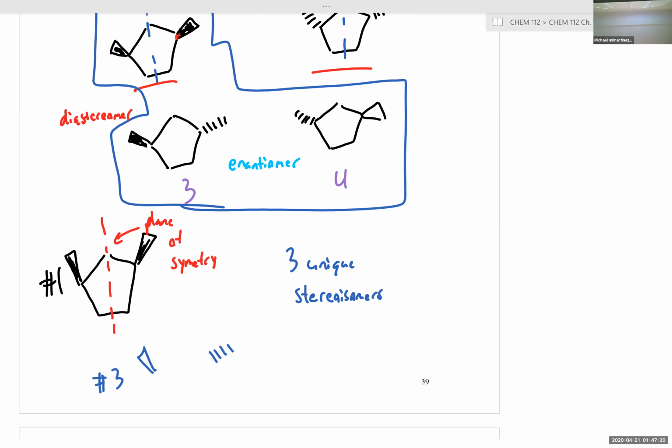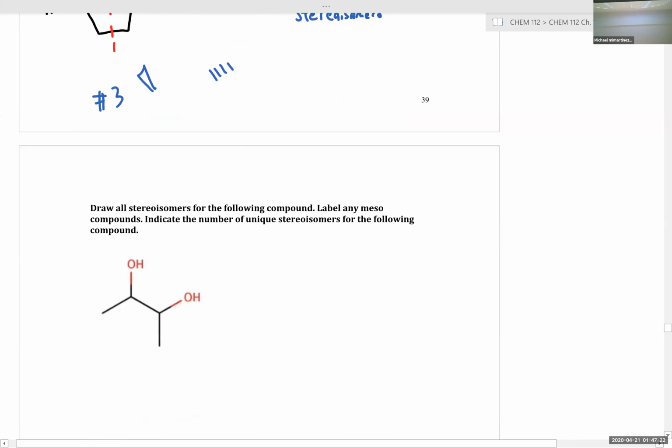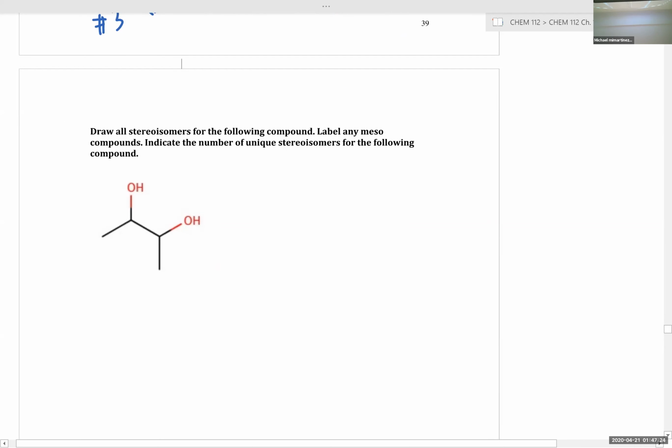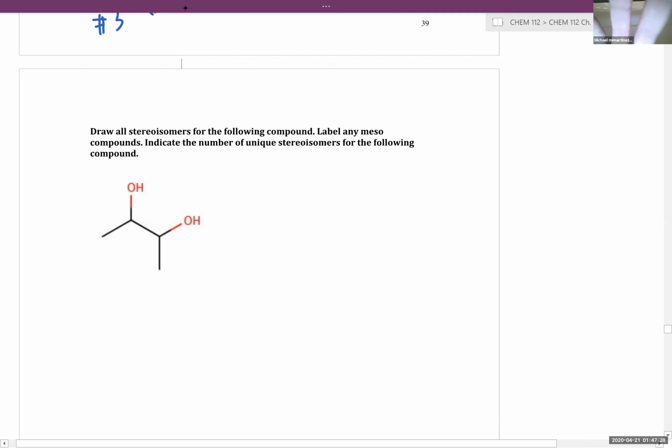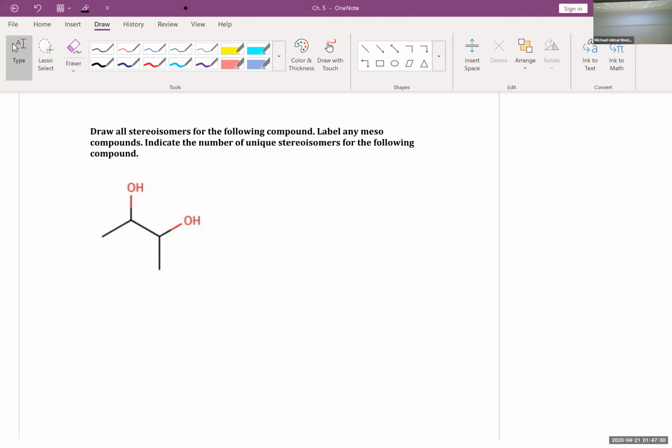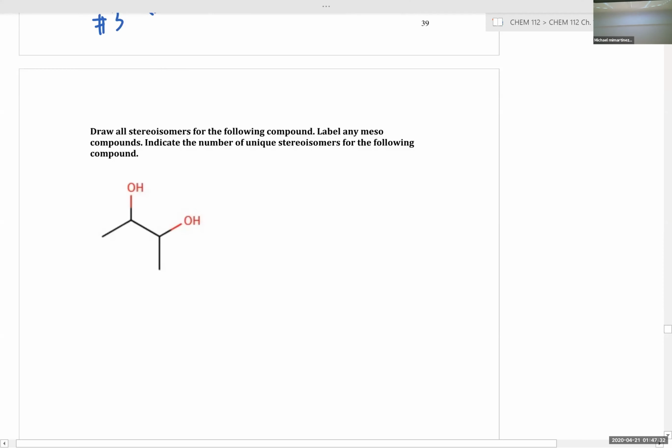Perfect. So let's take a moment and let's have you do a problem now. We'll spend about 4 minutes working through this problem, and I'd like you to draw all stereoisomers for the following compound. And please make sure to label any meso compounds. So I'll give everyone about 4 to 5 minutes to work on this, and I'd like you to tell me how many total stereoisomers we can draw.